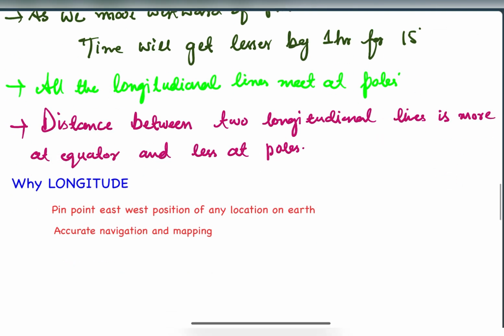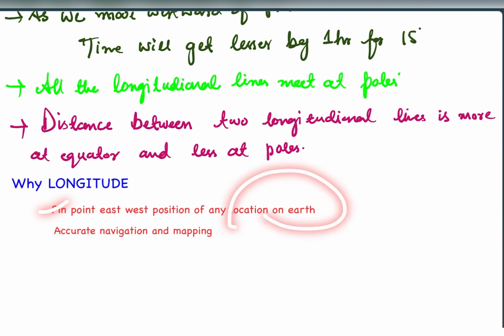Why longitudes? You might have raised this question. It is to pinpoint the east-west position of any location on Earth. If we have to locate some place, we have to locate it based on some reference point. So the reference point is longitude. We need it for accurate navigation and mapping. We also know that navigation is one of the most important things to do in today's world.